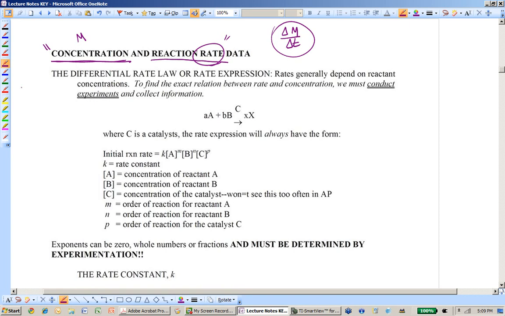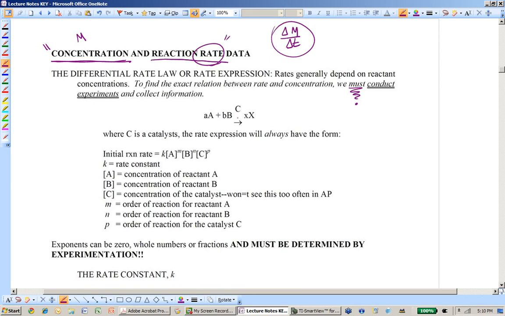All right, so what the differential rate law or rate expression does is it generally depends on the reactant concentrations. And to find the exact relation between rate and concentration, you must, I love the word must, you must conduct actual experiments. Think science fair. You must conduct experiments and collect information.